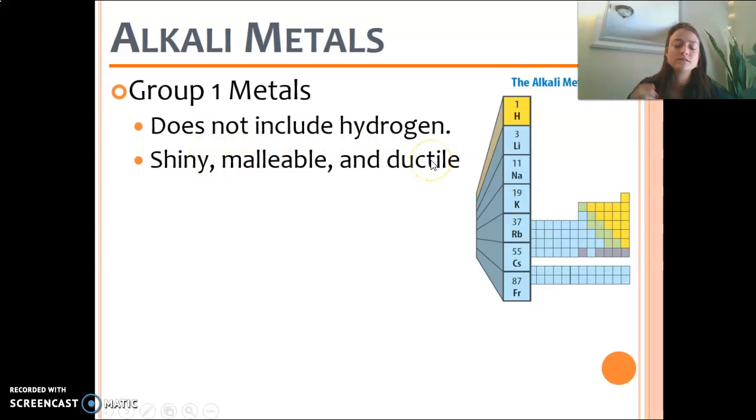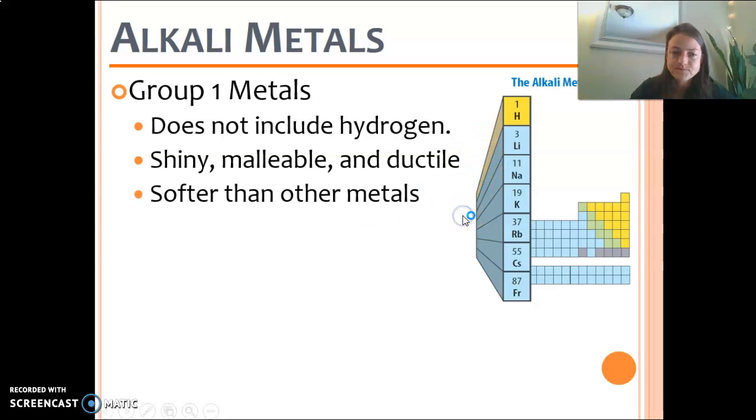Malleable and ductile basically just mean if you were to feel one of these metals, you'd be able to bend it and maybe stretch it without it actually breaking. Ductile specifically is going to mean you could pull it into long strips, kind of like wire, and you would be able to do that without these metals breaking. These are going to be softer than other metals, so that helps them be so malleable and ductile.